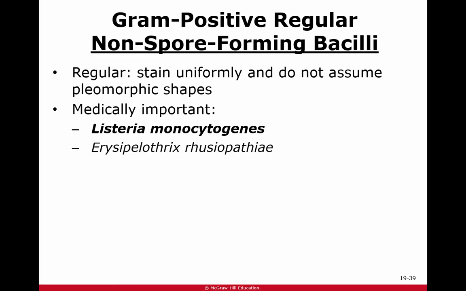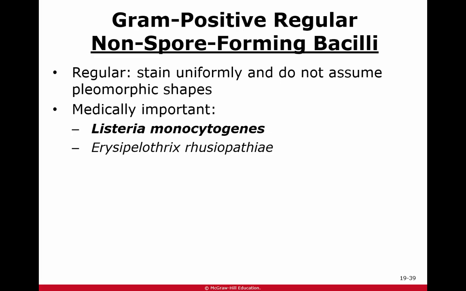Right, let's conclude with gram-positive regular non-spore forming bacilli. Remember that regular refers to the fact that it's going to stain uniformly and it doesn't assume pleomorphic shapes. Well, what does that mean? In other words, when you do the gram stain, a regular would stain correctly. You would make your smear, heat fix, stain, and it would stain uniformly.